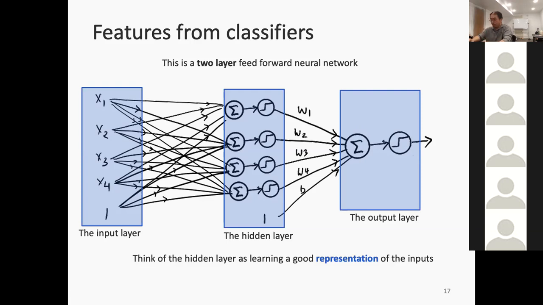So now I want to ask: is the output of this two-layer neural network still linear in the original input features? I think yes. Yes, why? Because the combination of two linear functions is a linear function.